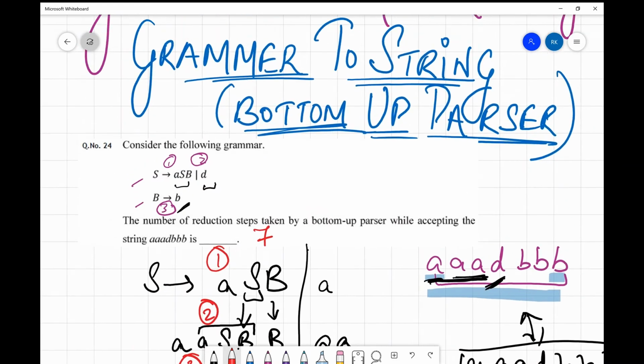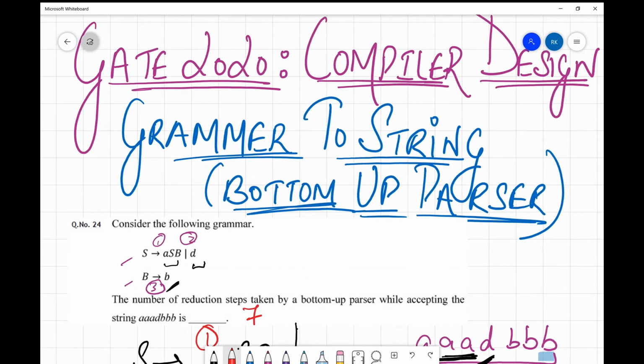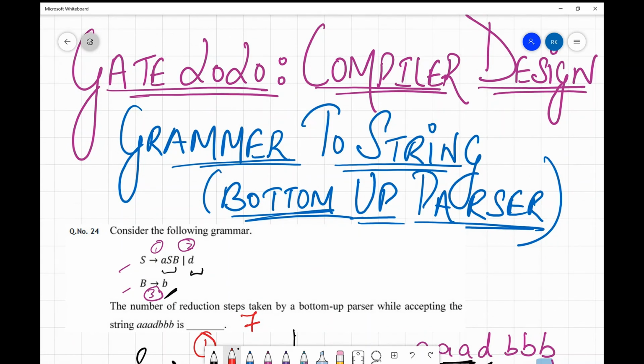So we are done with this question, and it's a very important question. Compiler design is a very important subject as far as GATE is concerned, and you really need to practice it well before going to the exam. I hope this question helped you in some way.